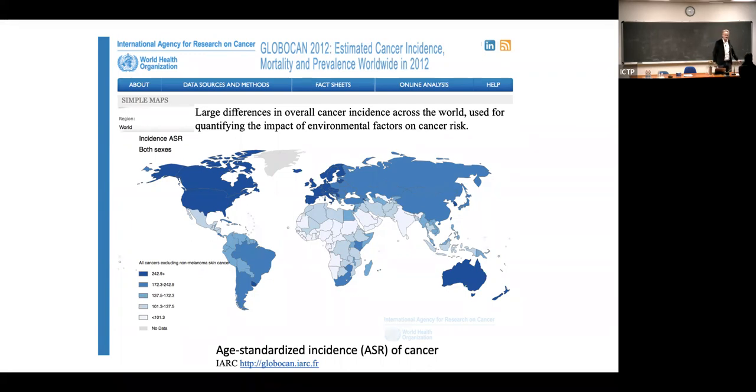Okay. Because we saw this map also the other day in another talk, and I wonder also if we have this kind of division between incidence of cancer, also because in some countries there is underdiagnosis of cancer.